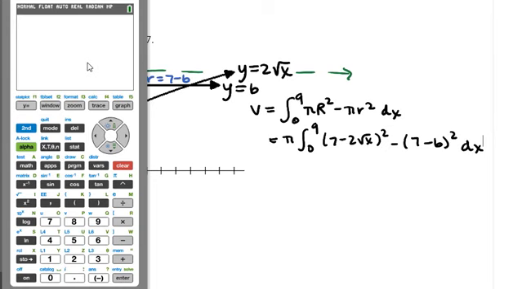Okay, so I'm going to do pi times the integral, using Math 9, from 0 to 9 of large R, which is 7 minus 2 times the square root of x. Oh, whoops, and we are squaring that, minus 7 minus 6 squared, dx.